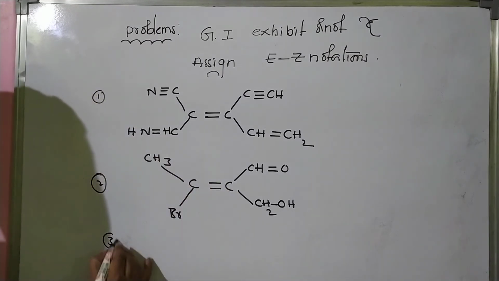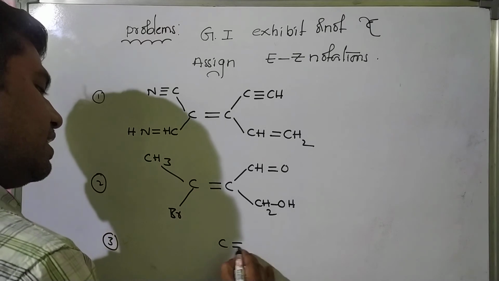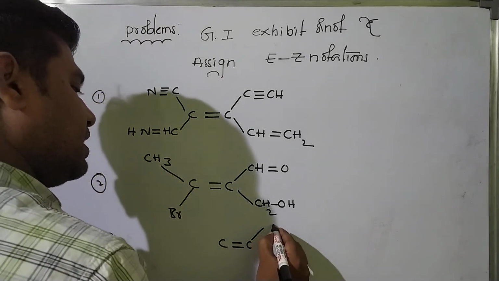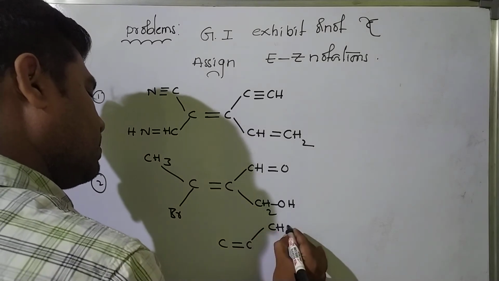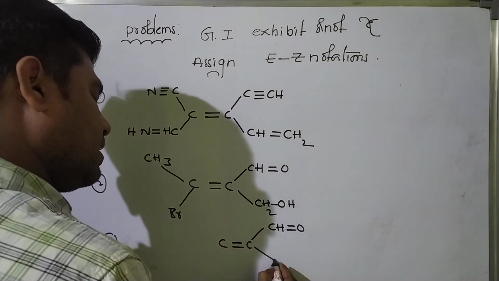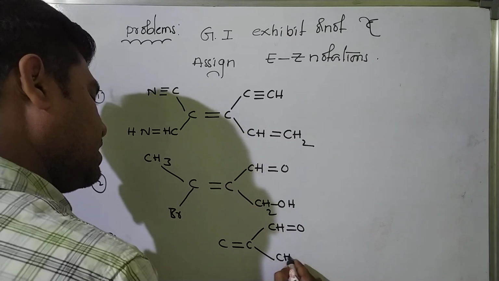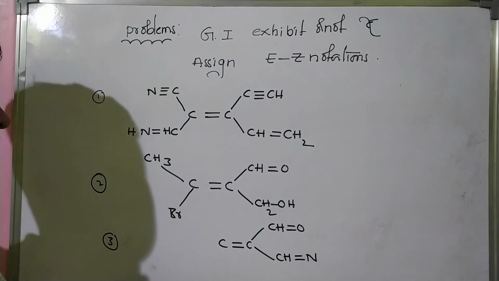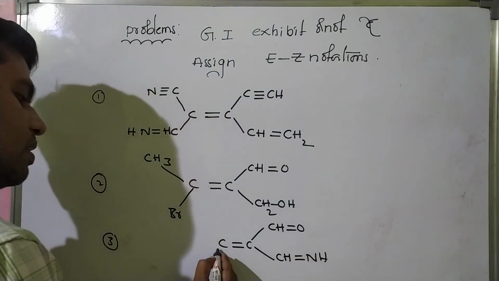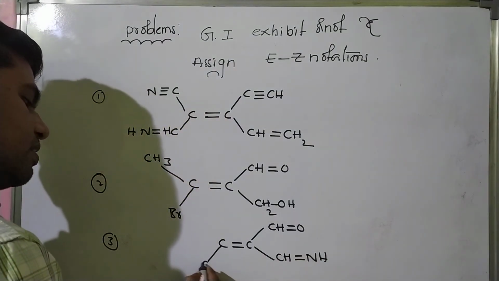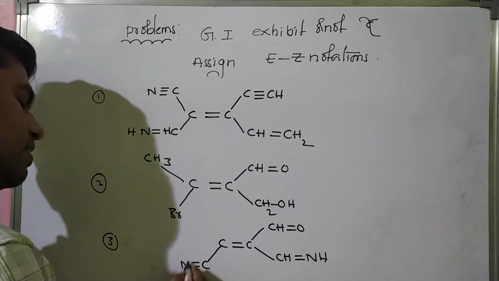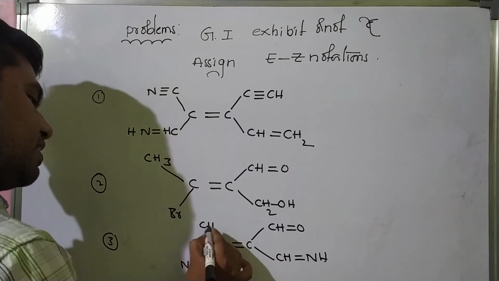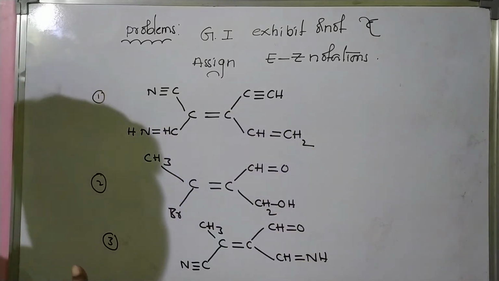And the third one is C double bond C. Here CH double bond O. Here CH double bond NH. Here C triple bond N. Here CH3. Please answer this.